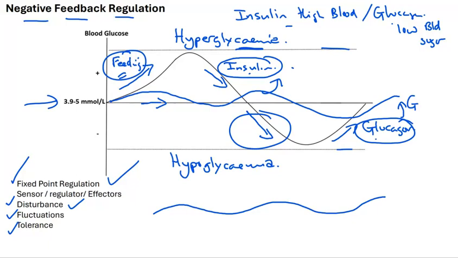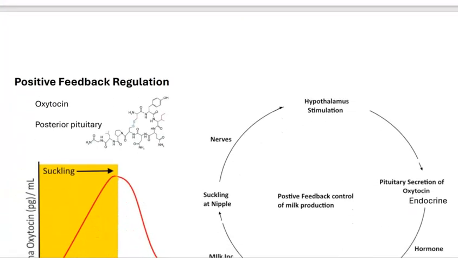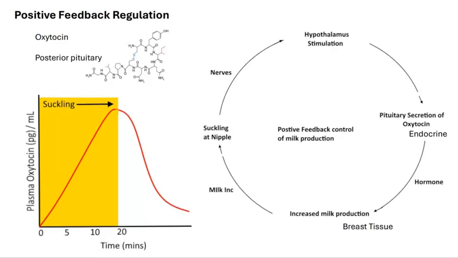Let's take a look at positive feedback. Now, unlike negative feedback maintaining a fixed set of conditions, positive feedback is involved in amplification. And so we would expect to see conditions becoming greatly enhanced in this positive feedback loop. And my chosen example is oxytocin, which is produced from the posterior lobe of the pituitary in the brain. There's the structure here, not to worry about that too much.